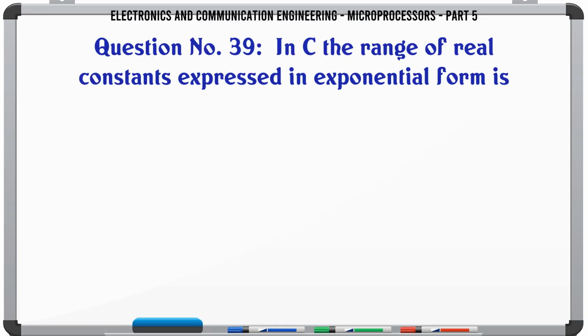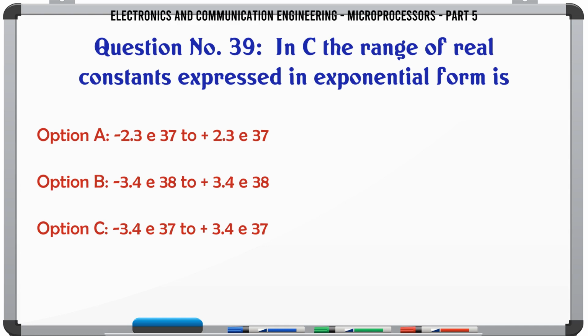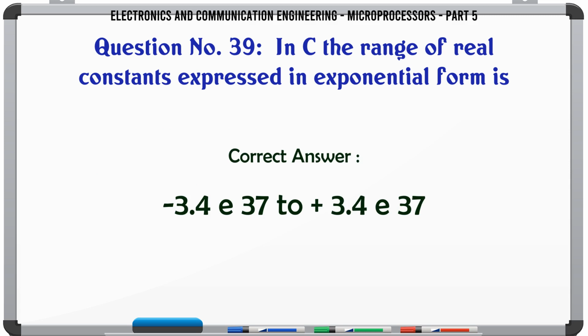In C, the range of real constants expressed in exponential form is A. -2.3e37 to 2.3e37, B. -3.4e38 to 3.4e38, C. -3.4e37 to 3.4e37, D. -2.3e38 to 2.3e38. The correct answer is -3.4e37 to 3.4e37.